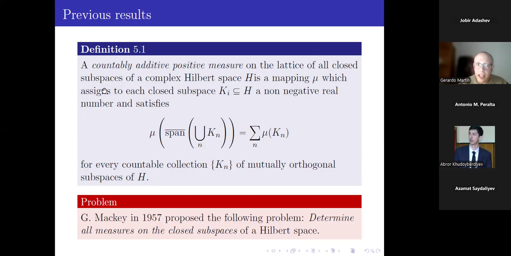A countably additive positive measure on the lattice of all closed subspaces of a complex Hilbert space H is a mapping mu which assigns to each closed subspace K of H a non-negative real number, and it satisfies this identity, for every countable collection of mutually orthogonal subspaces of H.